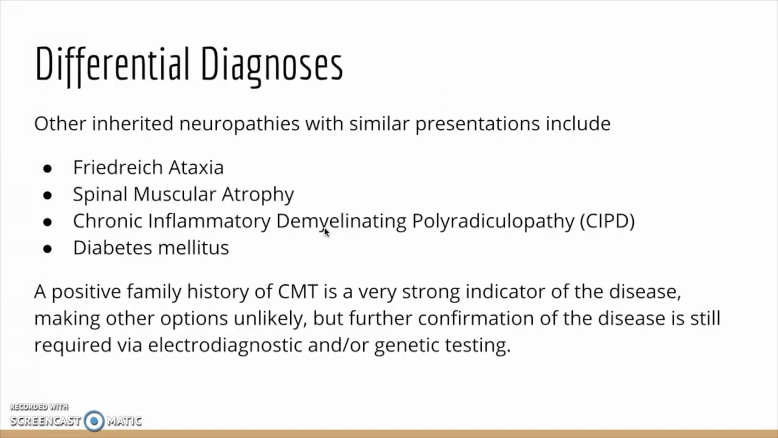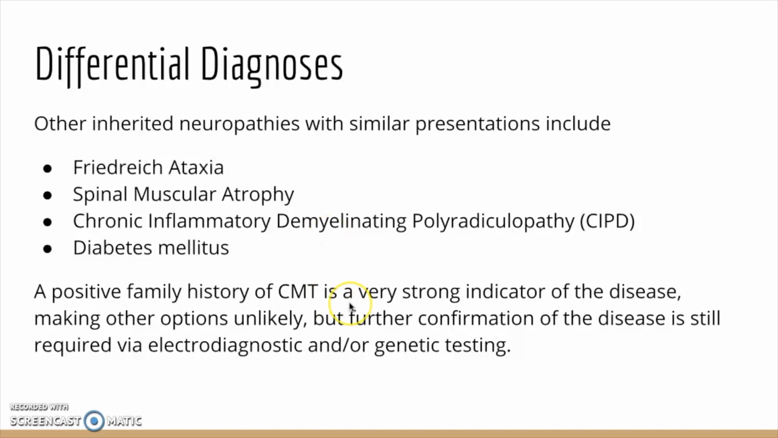Diseases with similar presentations will include Friedreich ataxia, spinal muscular atrophy, chronic inflammatory demyelinating polyradiculopathy, don't know if I said that right, and diabetes mellitus. And family history was bolded on the previous slide because a positive family history is a very strong indicator of the disease, making other options unlikely, but of course further confirmation of the disease is still required via electrodiagnostic and/or genetic testing.